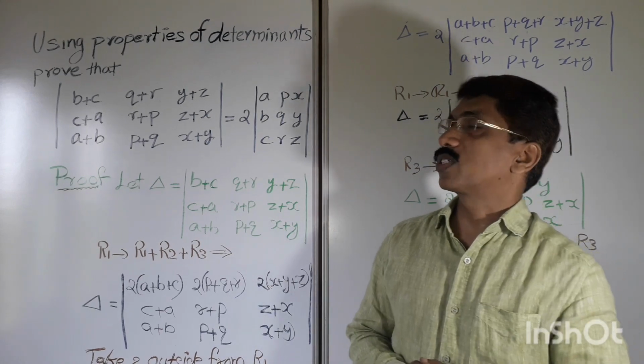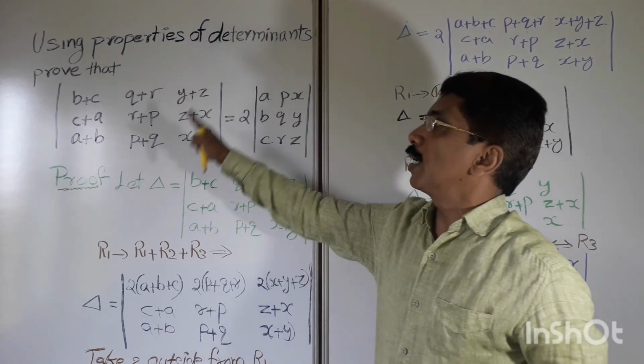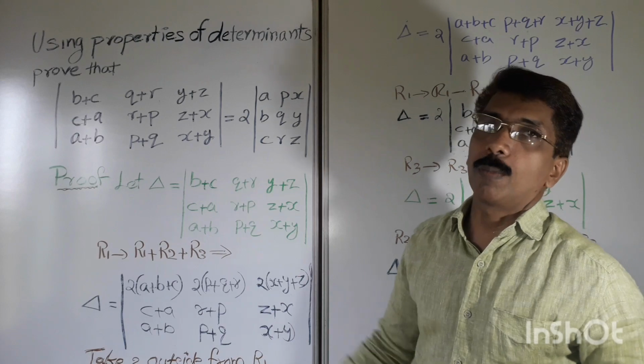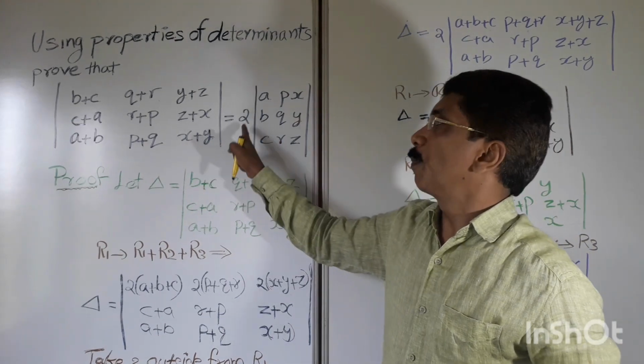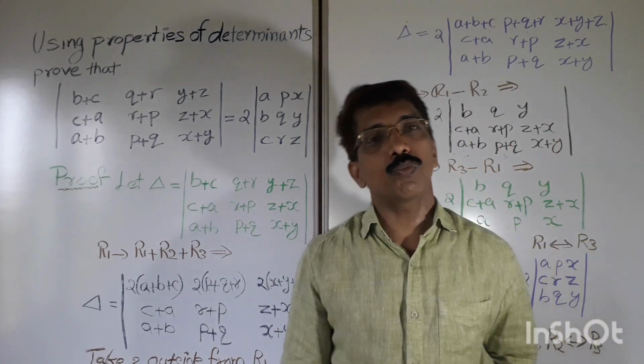Today again we are going to study one problem from determinants. Using properties of determinants, prove that this determinant equals 2 times another determinant. One determinant is given, you have to prove this one as 2 times another determinant. Using properties of determinants, we have to prove it.